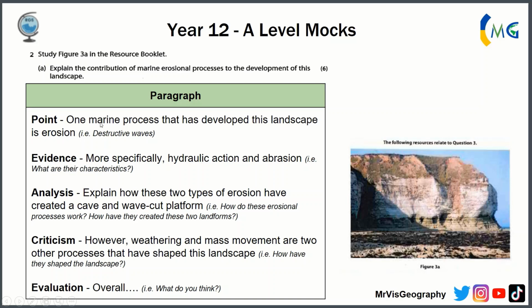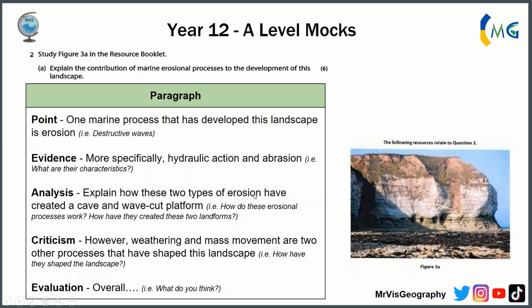So one of the main marine processes that has developed this landscape is erosion. Talk to me about destructive waves, the characteristics of strong swash, a strong backwash, weak swash. Tell me more specifically, examples of erosion are hydraulic action and abrasion. What are they? How do they function? How do they work? How do they cause erosion?